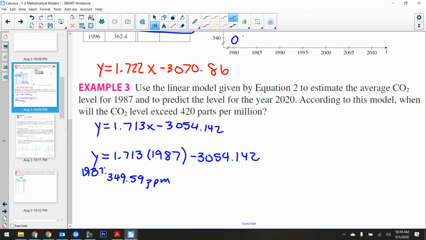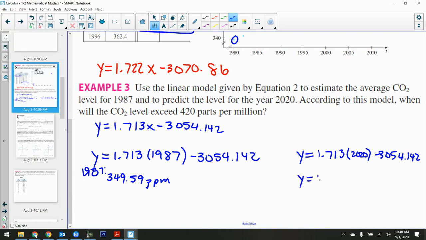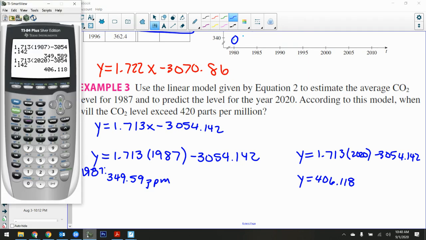349.59 parts per million, okay, in 1987. The next question being asked is, okay, now 2020. What can we expect it to be in 2020? Well, in 2020, it would be y equals 1.713 times 2020 minus 3054.142. So we go to our calculators, run the exact same equation, but now instead of the year being 1987, we use 2020. Plug that in, 406.118 parts per million.